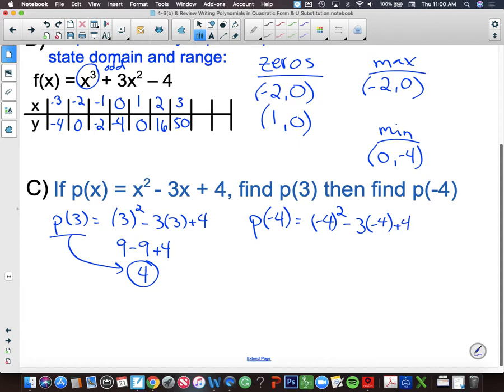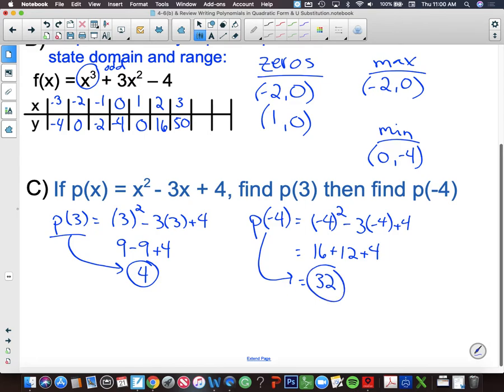So 4 squared is 16. -4 squared, excuse me, that's 16. -3 times -4 is positive 12 plus 4. So 16 plus 12 is 28 plus 4 is 32. So P of -4 is 32.